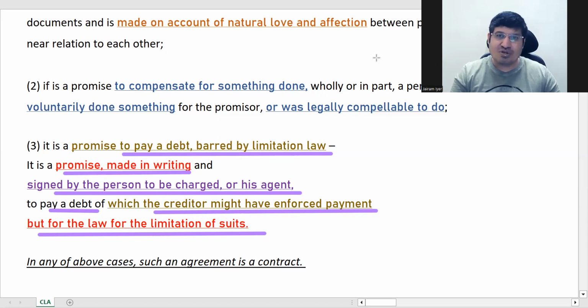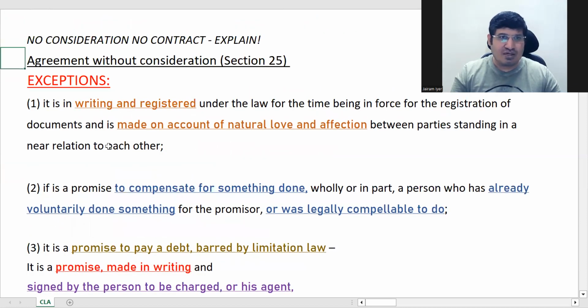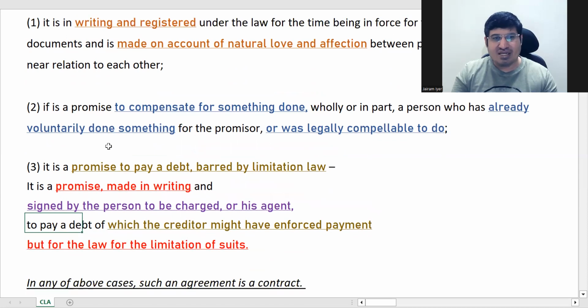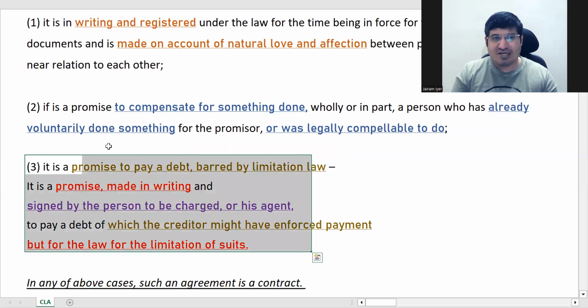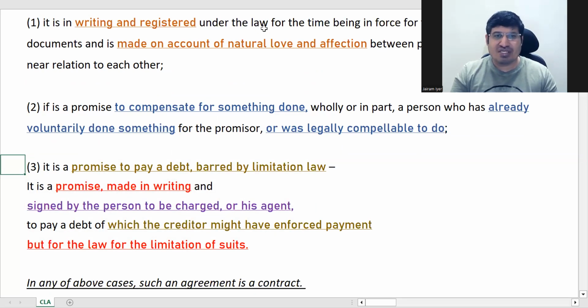Right, now you will ask me, how is this an agreement without consideration? Why is it an agreement without consideration? There would be an agreement here, right? There would be a consideration. Only then there is a credit, correct? Okay. Why it is an agreement without consideration is after the period of 3 years.